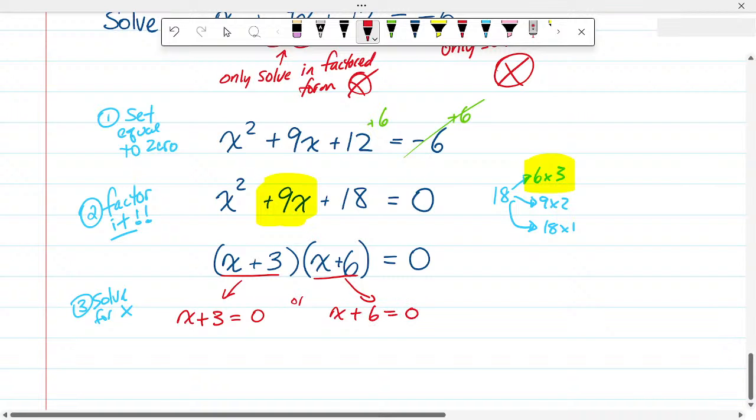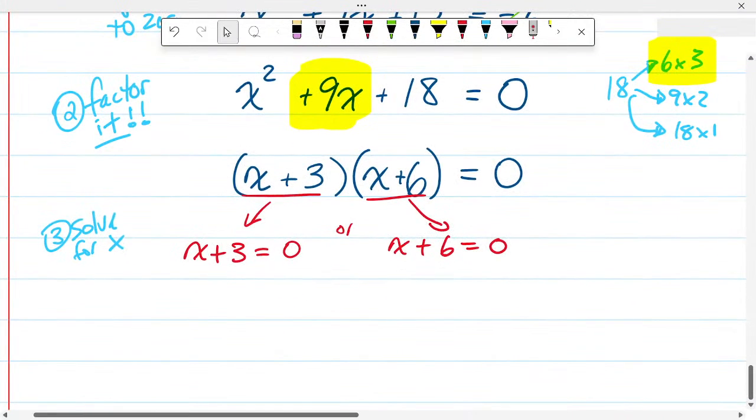And now you could do algebra, or you could just spot that the numbers are the same. But I want to do the algebra just so we get some algebra practice. What's the opposite of adding 3? Subtracting 3. Which I have to do to both sides, which means x equals negative 3.